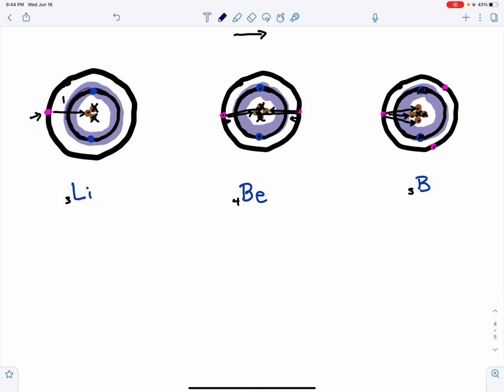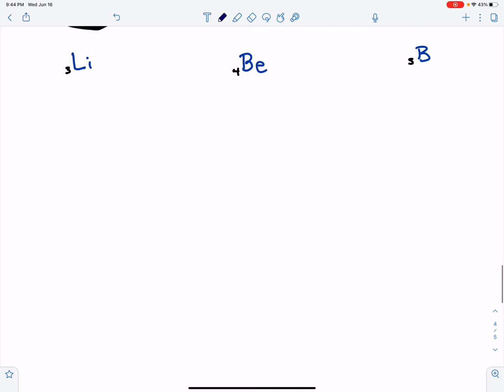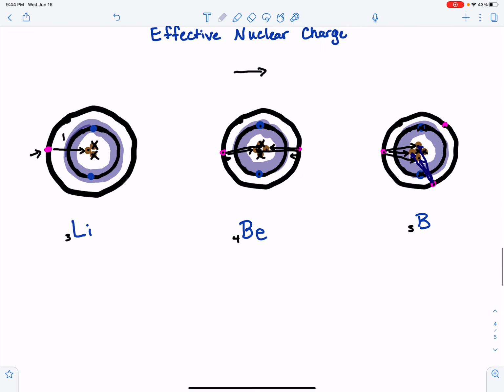At the same time, at any point in time, this electron can be pulled on and inwards by this one, and that one. And then, finally, this final one can be pulled in at any point in time by all 3 of those. So now it's kind of like having 3 tethers.